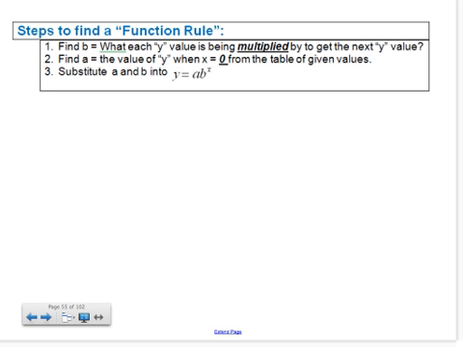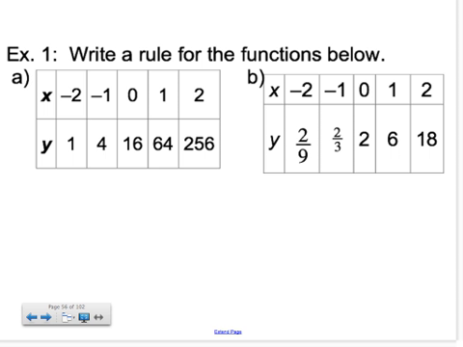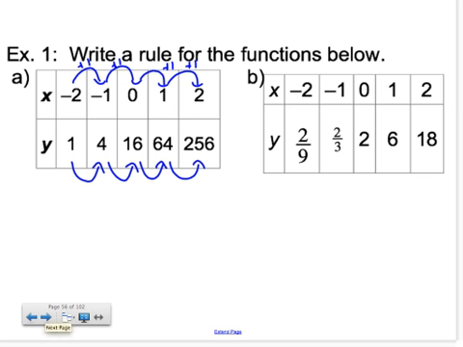The a value is the value of y when x equals 0, from the table of given values or from a graph. Once you know your a and your b, you substitute them into y equals ab to the x, and you're done. Now you'll notice my table goes up by plus 1, plus 1. It's important to recognize that we're just going up by 1 each time. Going from 1 to 4, from 4 to 16, from 16 to 64, and from 64 to 256, there's nothing a linear equation could add.